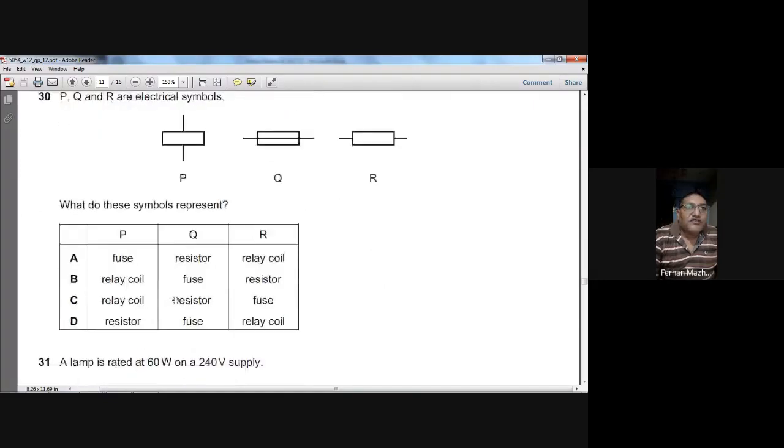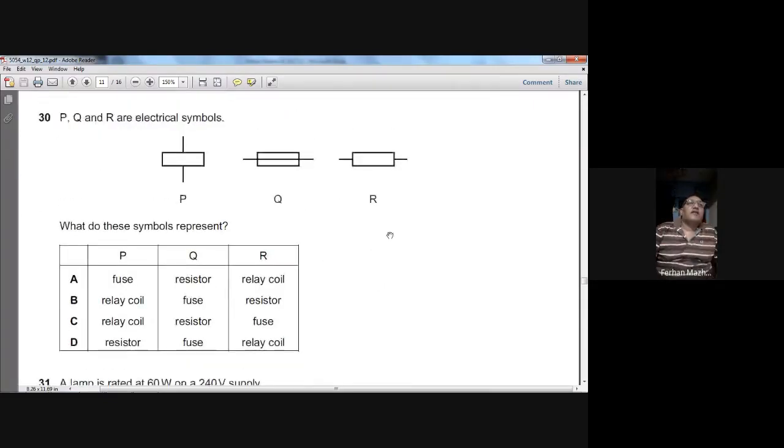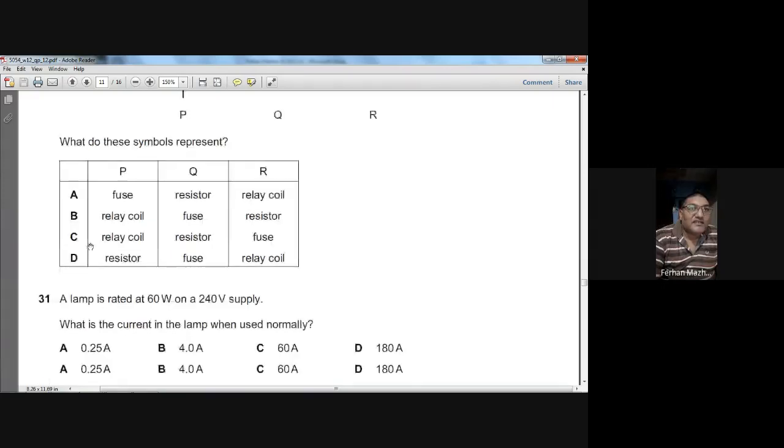Okay, we are moving to the next question. P, Q, and R are electric symbols. What do these symbols represent? You know, this symbol R is a resistor, fixed resistor. So R is a resistor. Q is the symbol for fuse. And this is a symbol for a relay coil. Okay, so B is the choice. Question number 30, B is the choice.